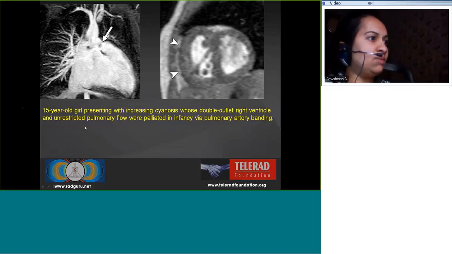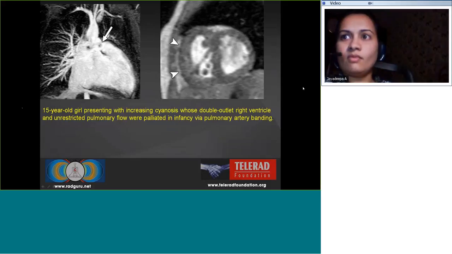Here is a 15-year-old girl presenting with increasing cyanosis whose double outlet right ventricle and unrestricted pulmonary flow were palliated in infancy using a pulmonary arterial banding. So, what we see here is a coronal MIP image showing banding-induced stenosis. This is the area of stenosis at the main pulmonary artery.